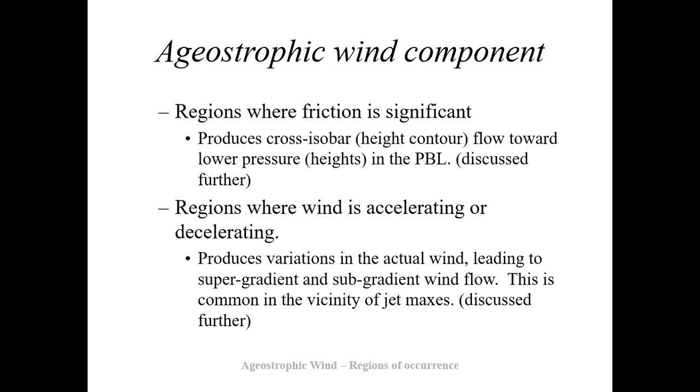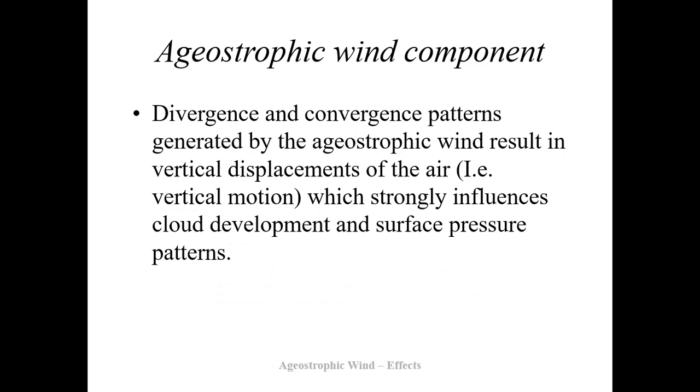Okay. This is very common in the vicinity of jet maxes, and this has a lot to do with vertical air motion, whether it's rising or sinking, whether we have high pressure at the surface in nice weather or low pressure in storm development at the surface. So we have these divergence and convergence patterns. They're generated by this out of balance wind, this ageostrophic wind, which results in vertical displacements of the air. In other words, vertical air motion, which strongly influences cloud development and surface pressure patterns.